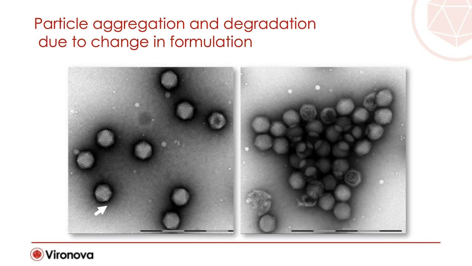However, on the right-hand side, you see the same sample in another buffer, which seems to not be optimal. You can see that the particles start to break down and also start to aggregate, also this one around 500 nanometers. So the one to the right is probably a buffer that you would not like to continue with or that needs further tweaking.